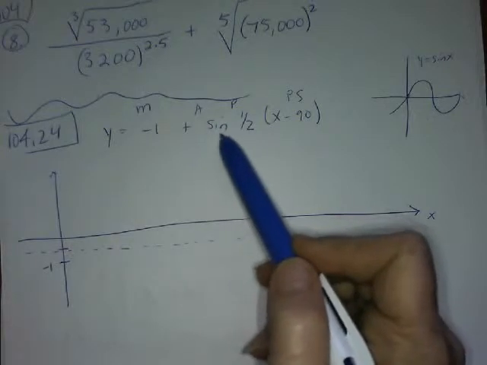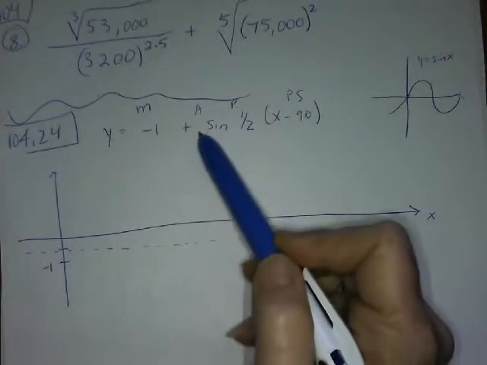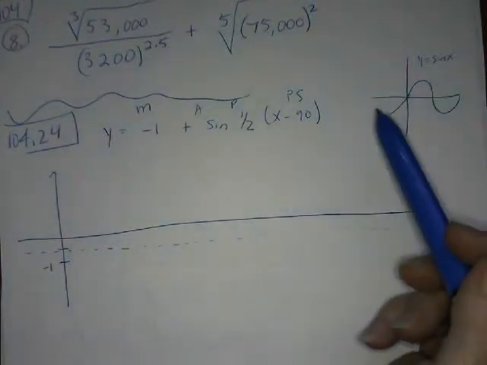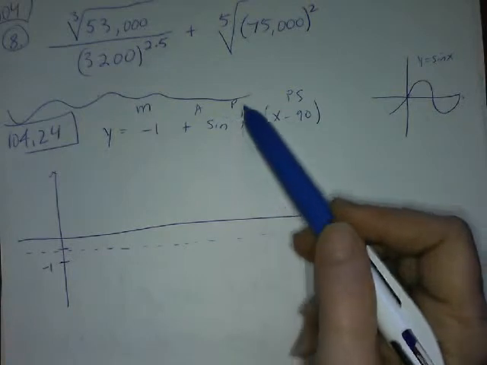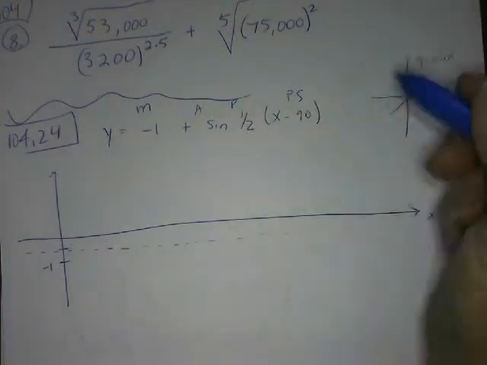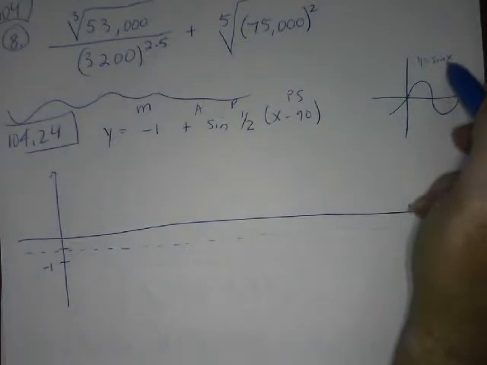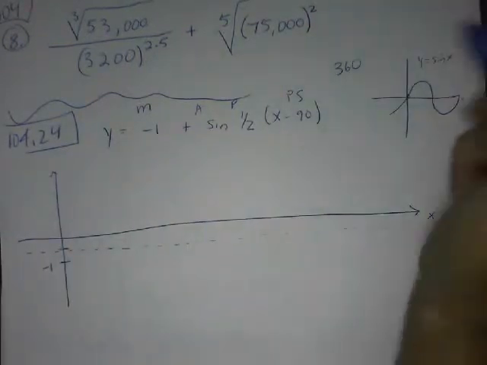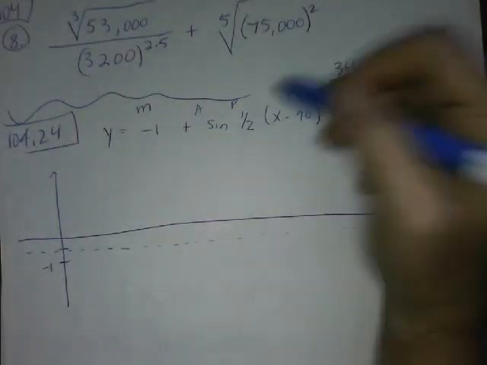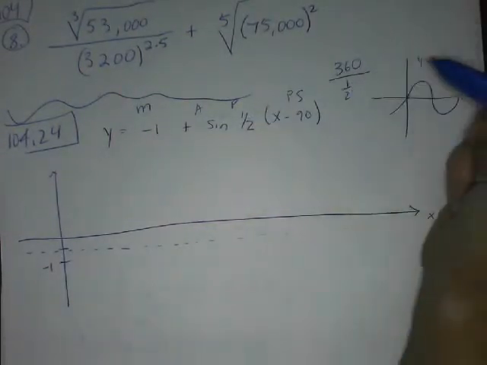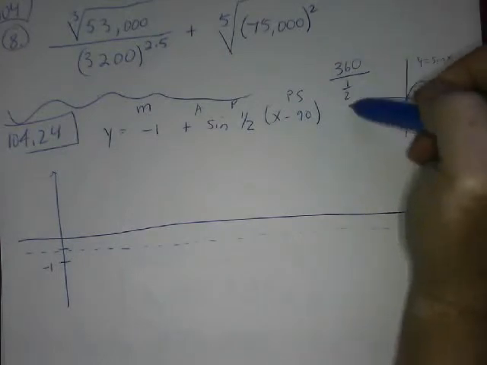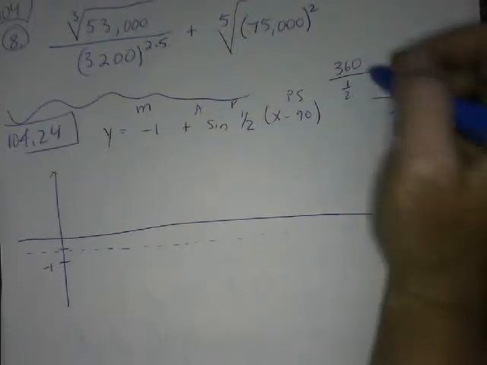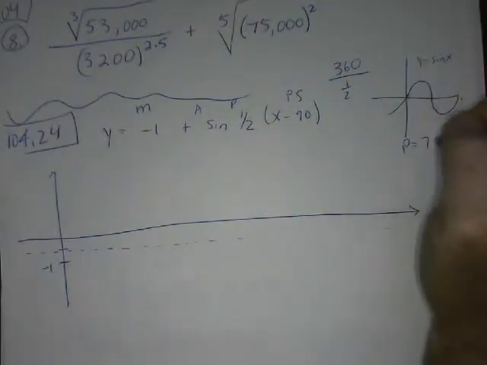Amplitude: notice there's nothing in front of sine. There's no coefficient, so the amplitude is just going to be 1, just like the parent function. And then period is found by saying whatever the regular period of the parent function is, that's 360, over this number right here, so that's a half. So 360 divided by a half is really the same as 720, because if I flip and multiply that denominator, so the period equals 720.